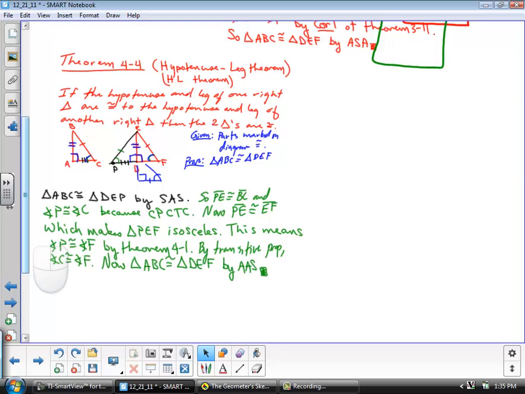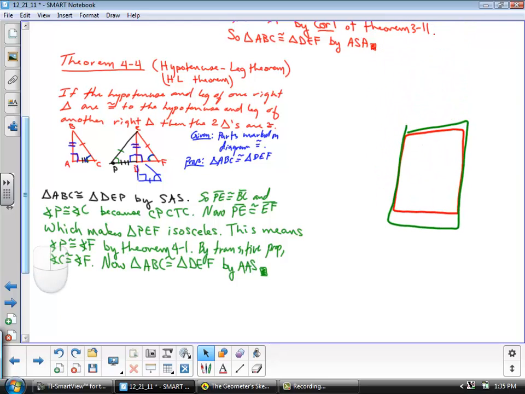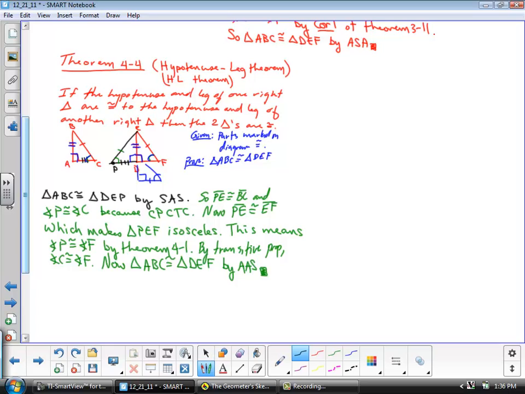The question now is, let's look at what we do have, and let's talk about what we do not have. So we have side, side, side, side, angle, side, angle, side, angle, angle, angle, side, and hypotenuse leg. What do we not have? Angle, angle, angle, and side, side, angle. Now let's talk about why these two do not work.